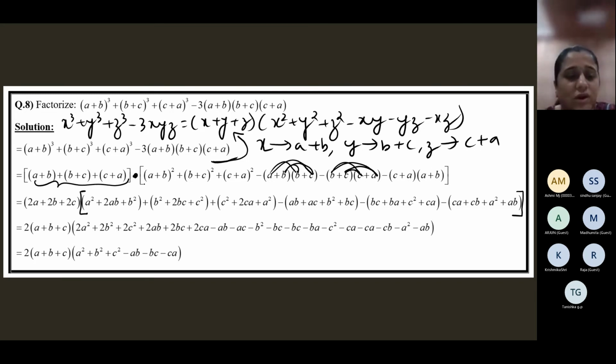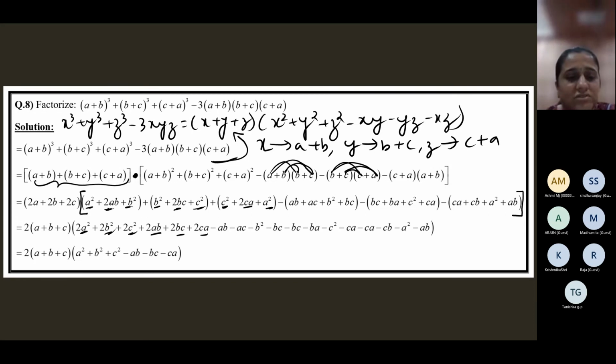When you open up the bracket, what will happen here? Because it's too long, I've just written the answer directly in the next step. You can understand, see here. Can you see an a square plus a square here? So 2a square. Then b square and b square, 2b square. Then the c square and c square, 2c square. Then see this 2ab, 2bc, 2ca. That's what I've written here.